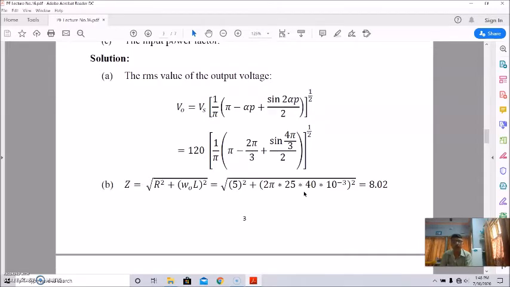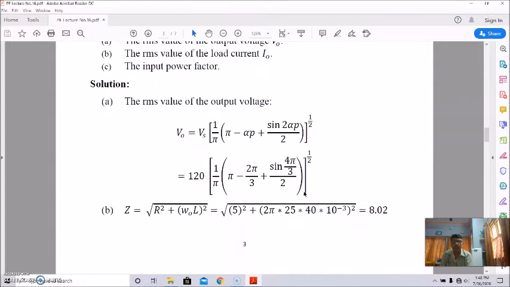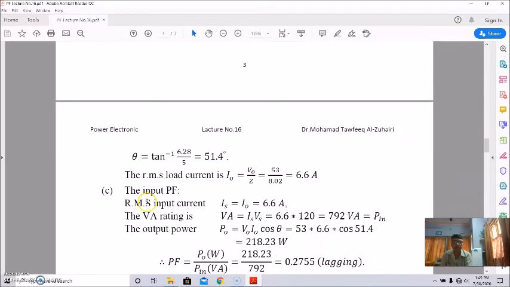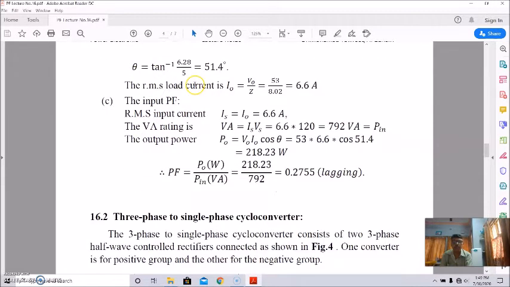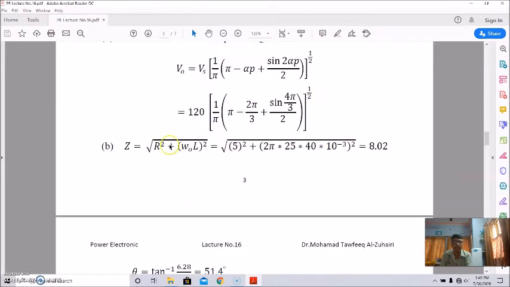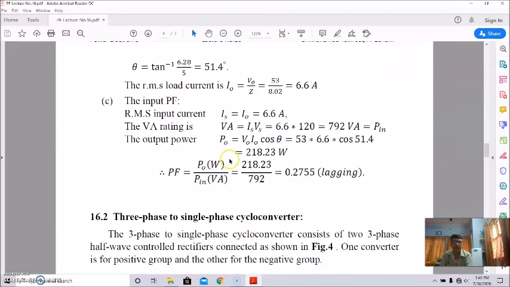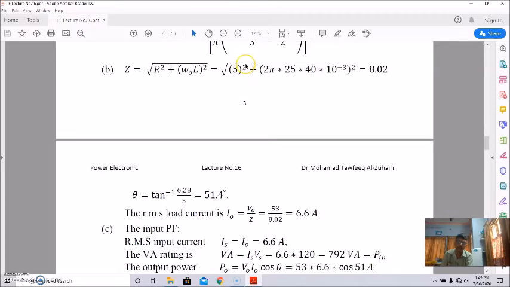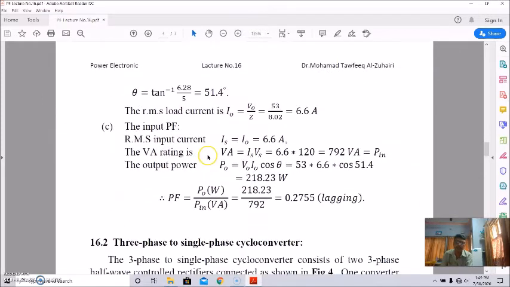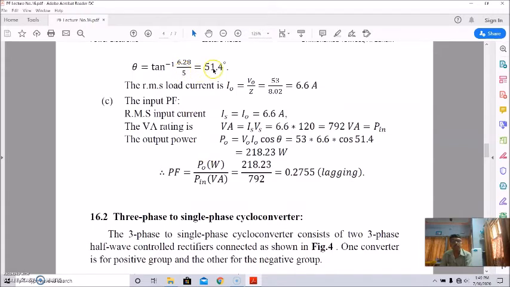Now, what is the RMS value of the load current? This is the RMS value of the voltage and this is the impedance, so the load current will be the voltage divided by this. First find out the angle. So theta equal to how much? Tan inverse of 6.28 by 5. This value will come as XL, 6.28 here. So it will be 51.4 degree.